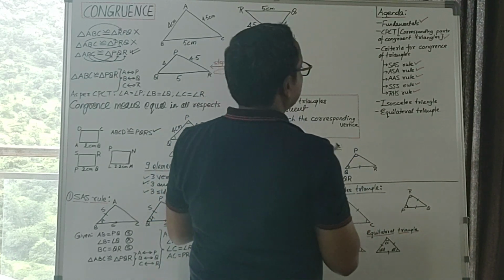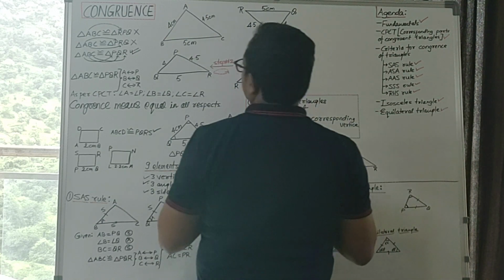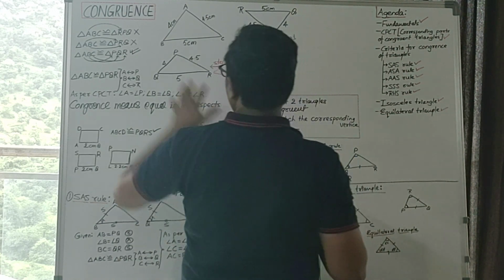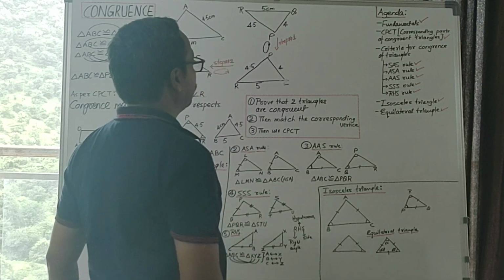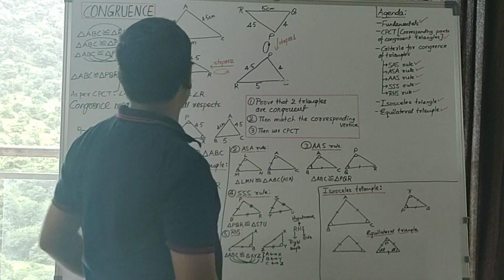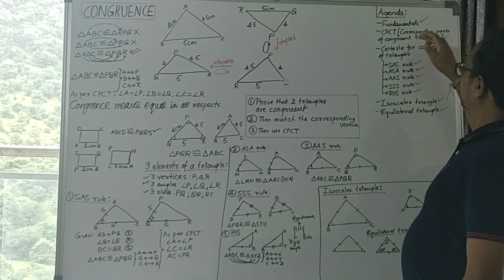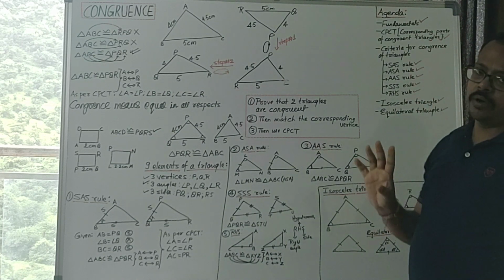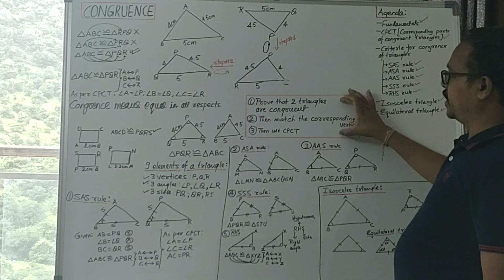So are we done with the agenda? I think yes, we are done with the agenda, right? We discussed the fundamentals of congruence, what we mean by congruence, and then we discussed CPCT, corresponding parts of congruent triangles. How to use CPCT? The golden rules I have written here.